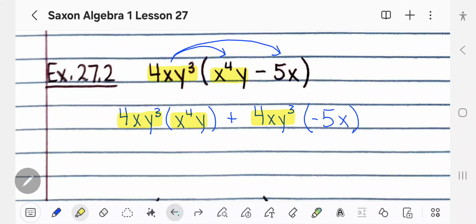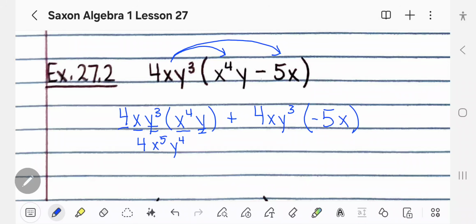Okay? So now we can go ahead and multiply those. 4 we'll take care of here. And then we'll have this x times this x to the 4th, which is, remember, this is a 1. So that's x to the 5th. And then we have this y cubed and a y. Remember, that's a 1. So that's y to the 4th.